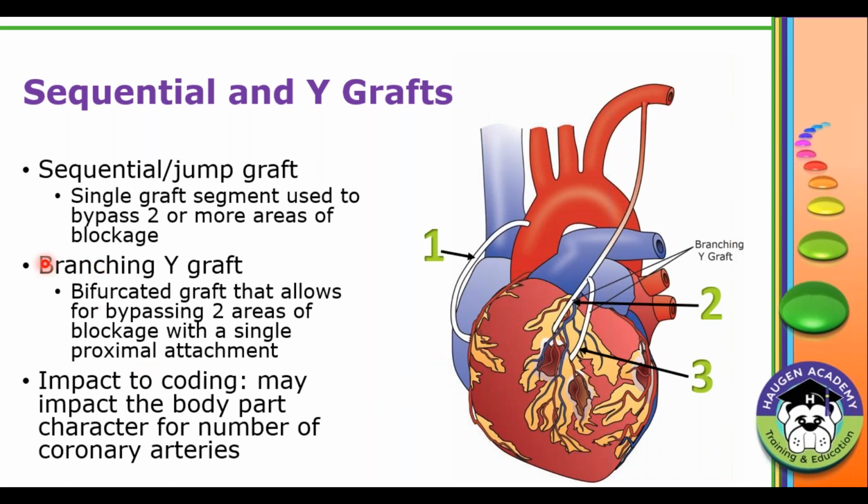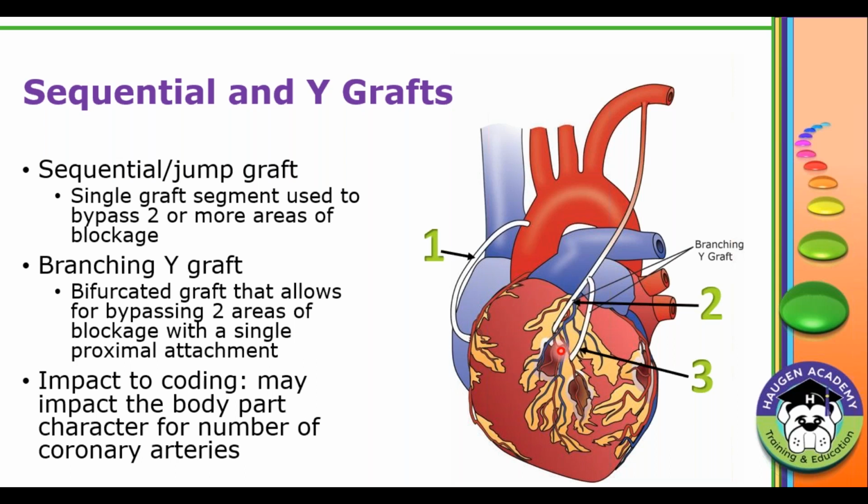In a similar fashion, the branching Y graft is also going to revascularize 2 separate sites at the coronary artery. So this is a bifurcated graft, which is shown here. We happen to have an internal mammary artery graft, and then we've got this extra graft that's been sewn into the side of this LIMA graft so that we can go over and revascularize a separate coronary artery. So we've got a single proximal attachment here, but we are looking at revascularizing 2 coronary arteries.